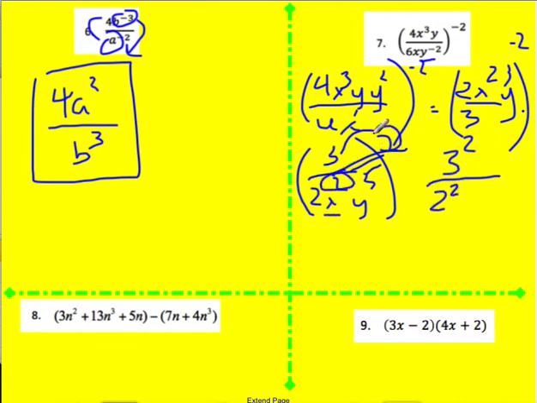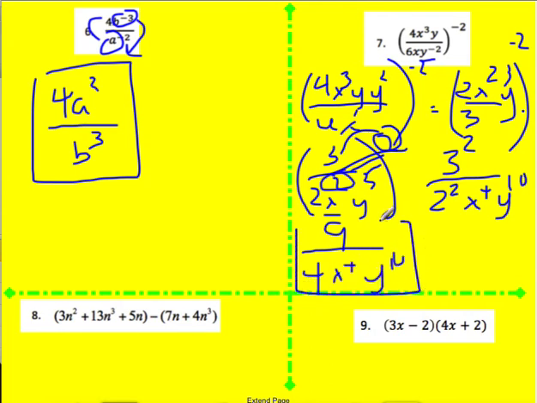X to the 2 times 2, again you're multiplying those exponents, is x to the fourth. Y to the 3 times 2 is y to the 6th. Well, 3 squared is 9, divided by 2 squared is 4, and then x to the fourth, y to the 6th. Oh, I said y to the 10th, but this is y to the third, isn't it? So this should be y to the 6th. I'm sorry. And that's your final answer for number 7.